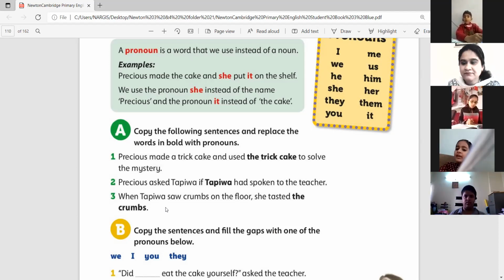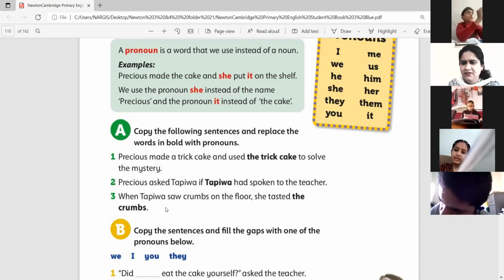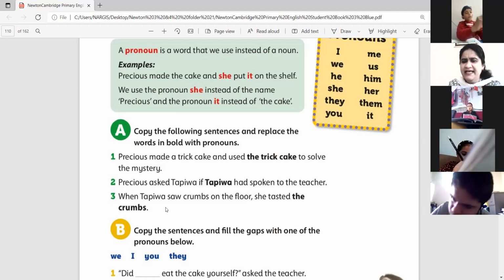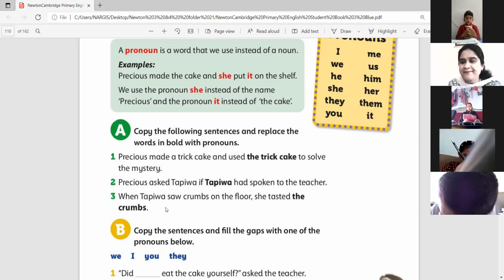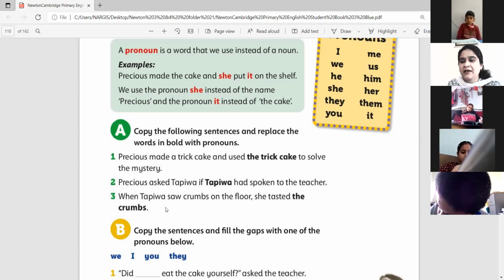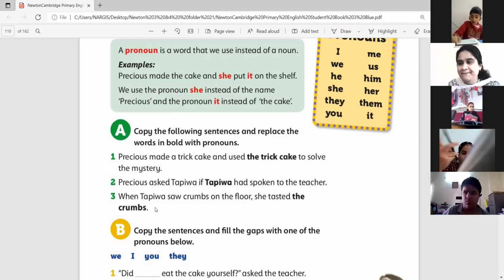Ma'am, can I put after the M? No, no. Underline both the words, the crumbs, and write the full answer up, T-H-E-M, them. Why are you doing shortcuts? Yes, the answer is them. Just underline where we have to write the crumbs, and you can write them here. T-H-E-M. Okay, ma'am.